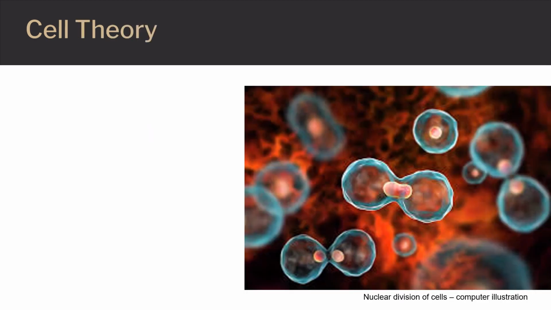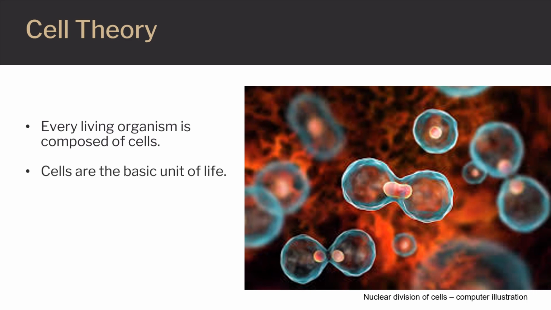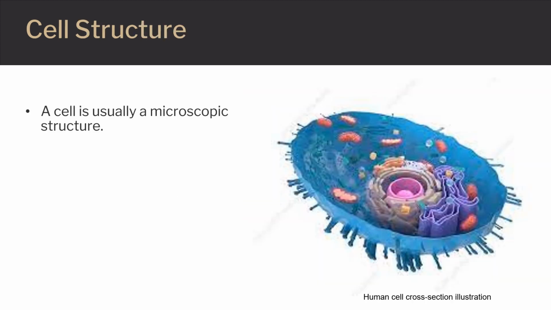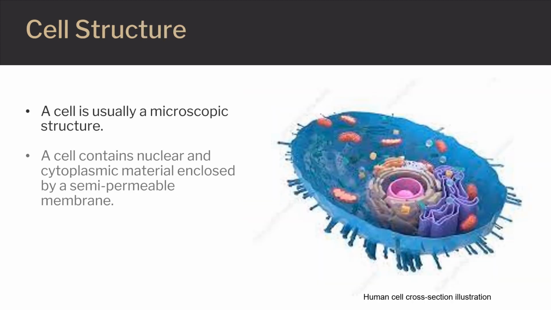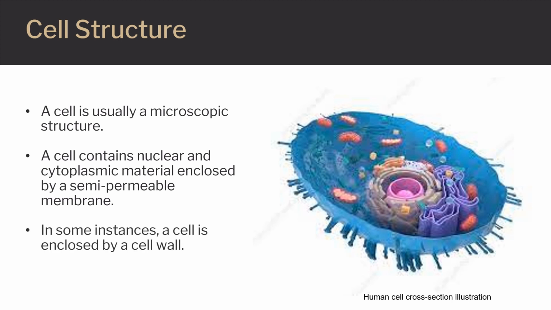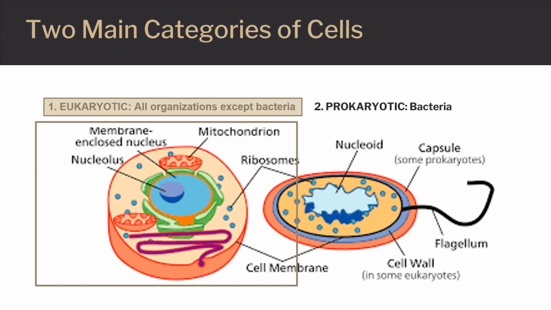The cell theory states that every living organism is composed of cells. The cell is the basic unit of life, and cells arise only from pre-existing cells. A cell is usually a microscopic structure containing nuclear and cytoplasmic material enclosed by a semipermeable membrane, and in some instances, a cell wall. There are two main categories of cells, eukaryotic and prokaryotic.